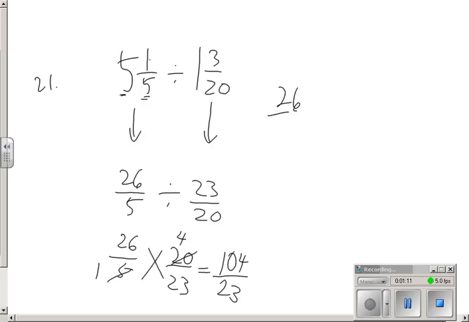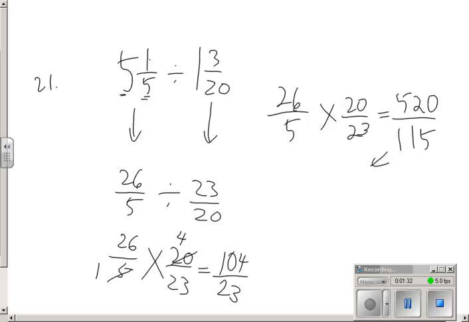Now, if you didn't know what I did there, you could just multiply it all out. So I'm going to do it back over here for those people who didn't cross-reduce. That's going to be 520, is that right? 520 over 115. That stinks. That's going to be awful difficult to work with, but we'll work with it anyway.